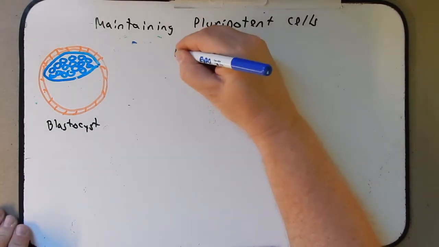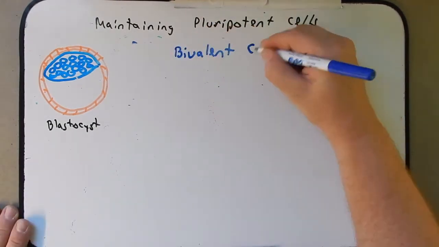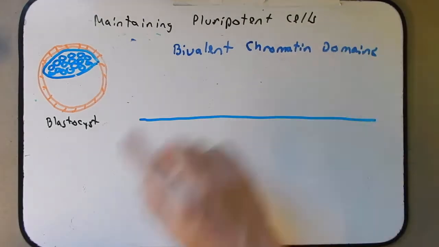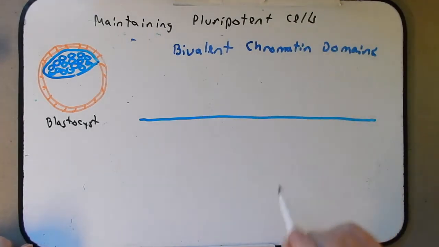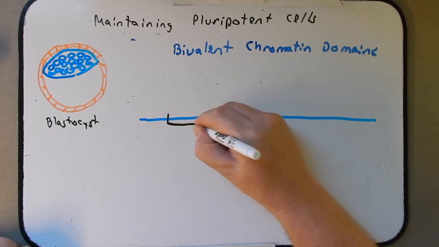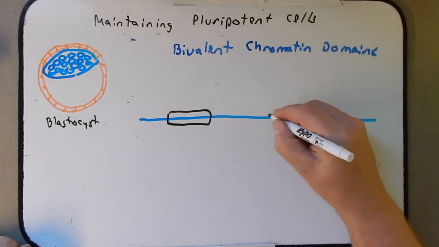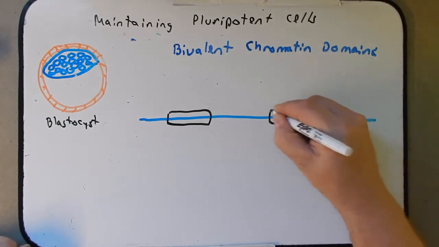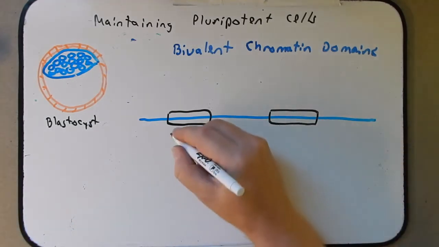Now I want to introduce this term here called bivalent chromatin domains. To introduce these bivalent chromatin domains, what I want to do is just make two genes. There's going to be more than two genes involved, but this just simplifies it. This is a gene.